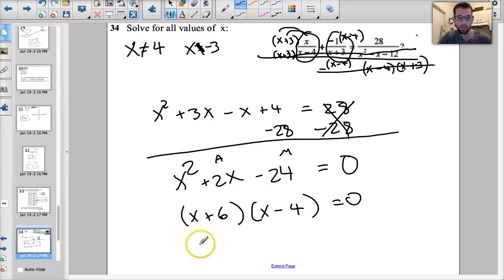Now, when I solve this using the zero product law, I'll get x equals negative 6 and x equals 4. And like I just said, x can never be equal to 4, so this is an extraneous solution.